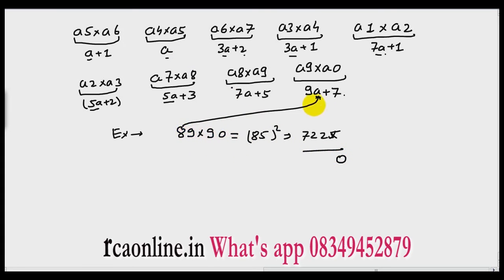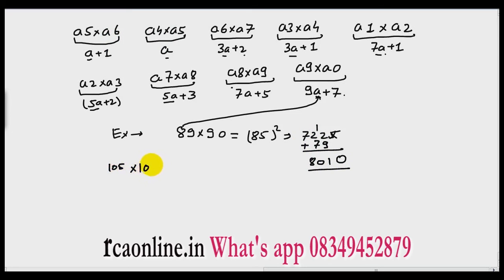Now what is the formula? 9a plus 7. And what is a? A is 8. So what I get? 8 into 9, 72 plus 7, 79. So what I get? You add it because 85 is smaller than 89 and 90. So what you will get? 8010. So simple. I give you one example for this also.